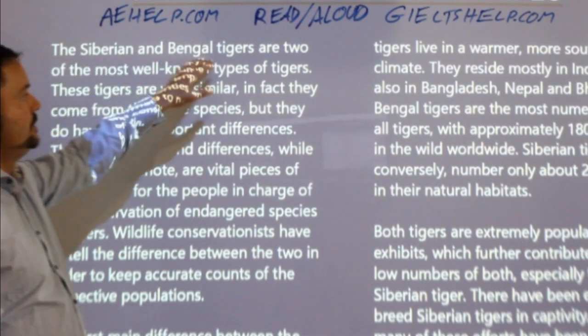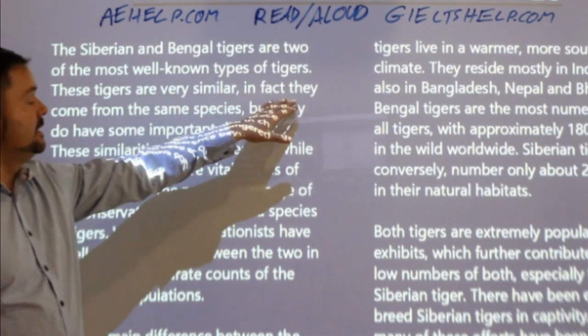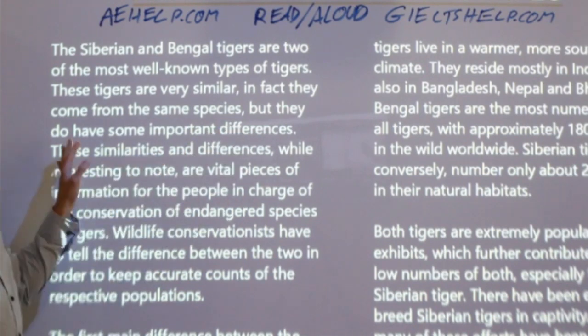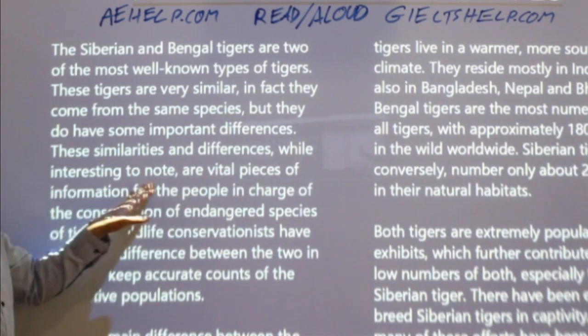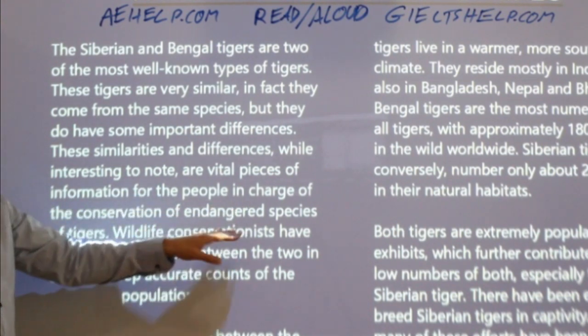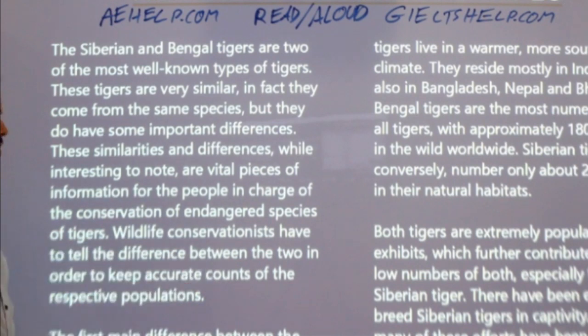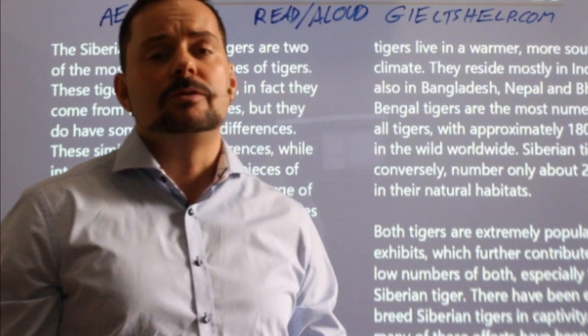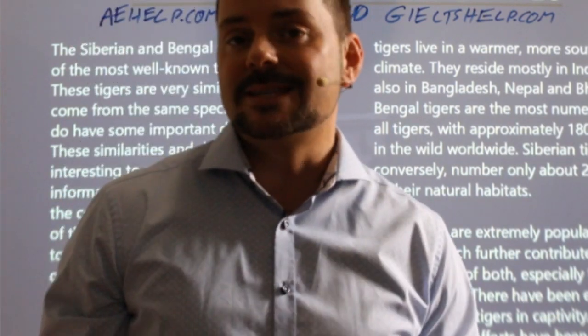The Siberian and Bengal tigers are two of the most well-known types of tigers. These tigers are very similar. In fact, they come from the same species, but they do have some important differences. These similarities and differences, while interesting to note, are vital pieces of information for the people in charge of the conservation of endangered species of tigers. Wildlife conservationists have to tell the difference between the two in order to keep accurate counts of both respective populations. So what is this paragraph about? It's about the importance of knowing the difference between Siberian and Bengal tigers for saving these animals. That's what it's about.